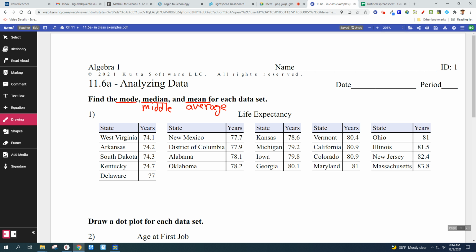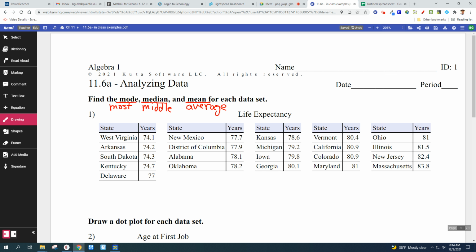And mode means most, the one that happens the most, the one that you see the most. So if one of the numbers happens like 5 times, that might be the mode. Okay, so find the mean, median, and mode for each data set.